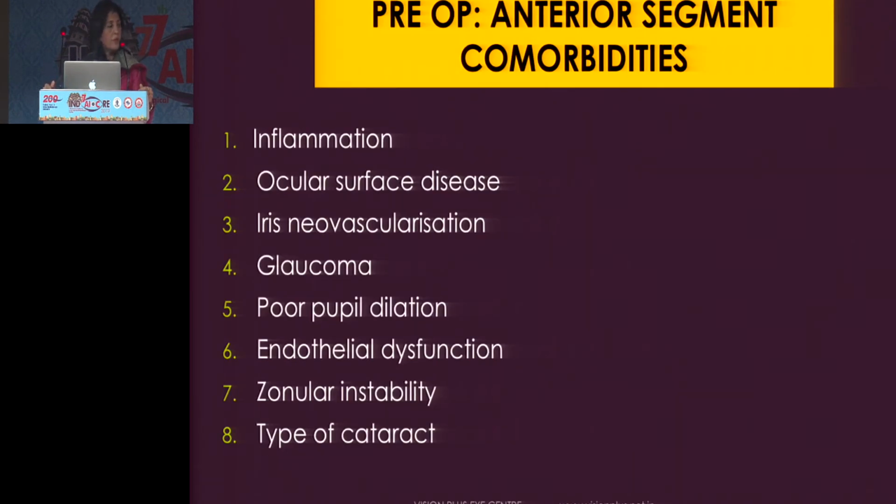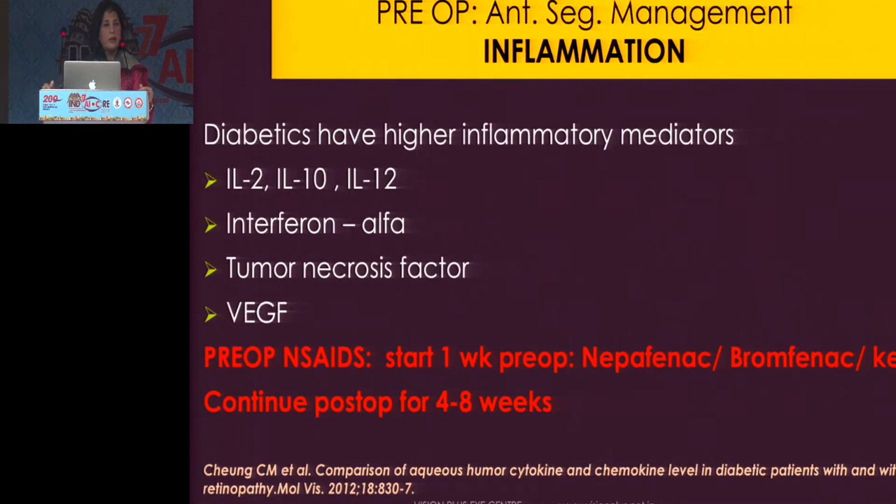So pre-op, some of the anterior segment comorbidities which we commonly come across are inflammation. And it's well known that diabetic patients have greater inflammatory mediators, and so these patients should be put on NSAIDs, ideally 1 week prior to it, and post-op continue it for 4 to 8 weeks.